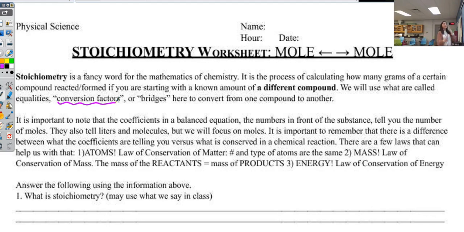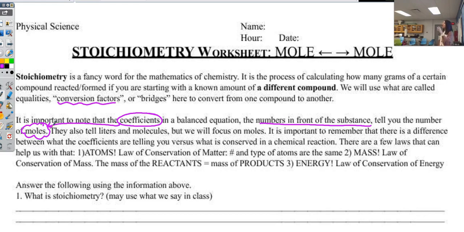It's important to note coefficients. Go ahead and circle the word coefficients in a balanced equation. We know they're the numbers in front of the substance. They're going to tell us three things, but one thing major. The one major thing they tell us is moles. I want you to draw an arrow from coefficients to moles.